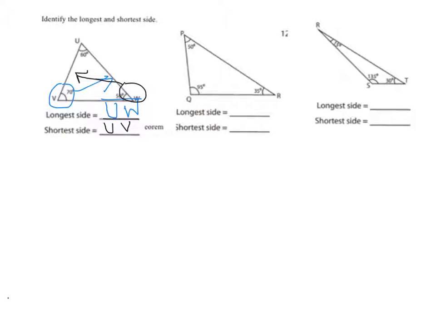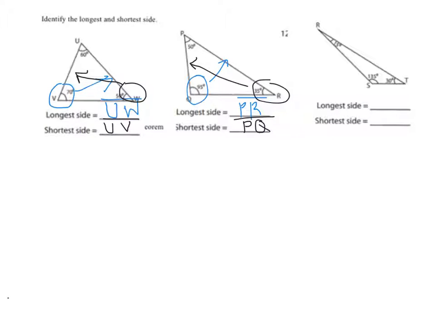So in this next one, the largest angle is 95 degrees, which is Q, is across from the longest side, which is PR. And then the smallest angle, which is 35, which is R, is across from the shortest side, which in this case will be PQ.